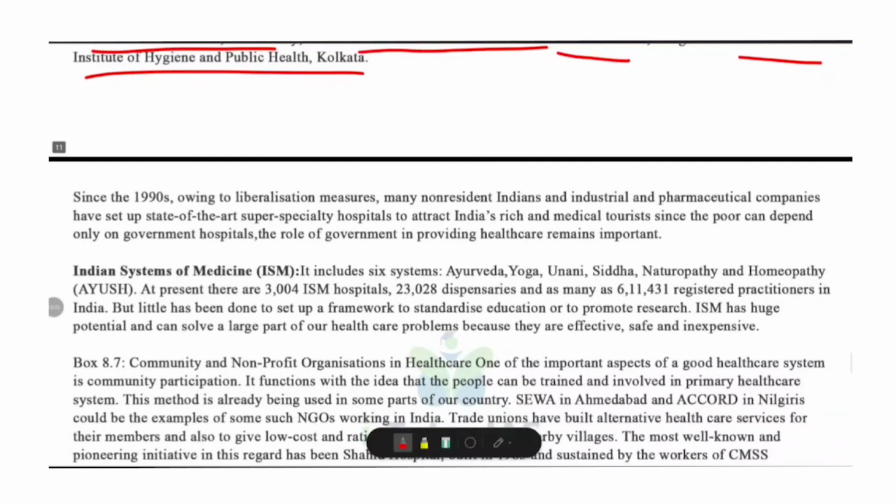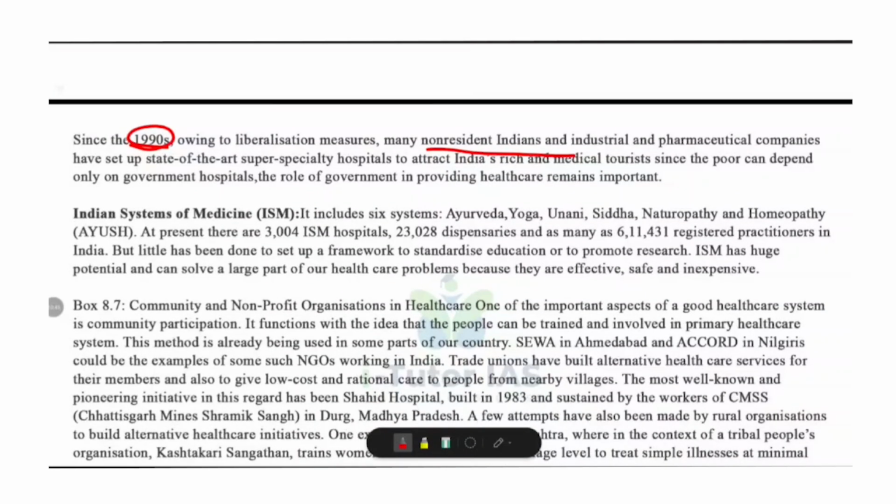Now, since the 1990s, what happened? Economic liberalization has led to private sector expansion in healthcare. Many non-resident Indians, that means NRIs, and companies, especially in the industrial and pharmaceutical sector, have established state-of-the-art super specialty hospitals. These hospitals mainly cater to wealthy Indians, then medical tourists coming from abroad. Poor and lower income population still rely primarily on government hospitals for affordable healthcare.